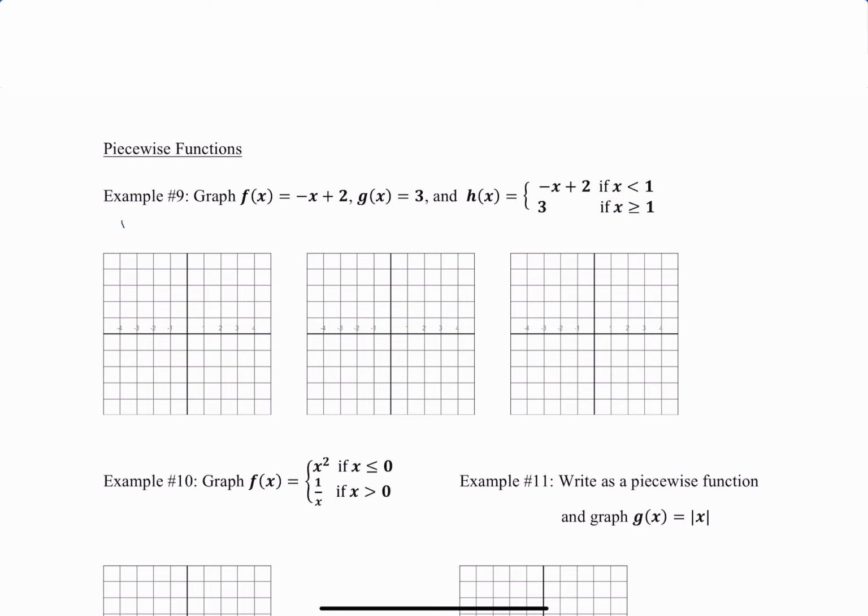And I'll just remind you that f of x is just a fancy way of saying y, so this is saying graph y equals negative x plus 2. That's in the form y equals mx plus b. So we can see that this is a straight line with y-intercept 2 and slope negative 1. So it's going to go down 1 for every one it goes to the right.